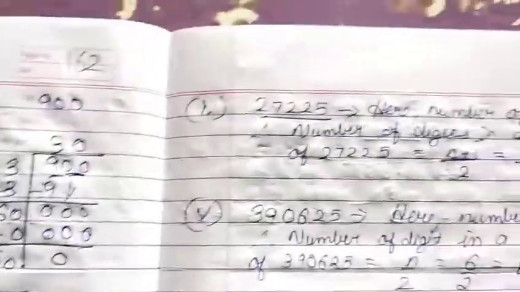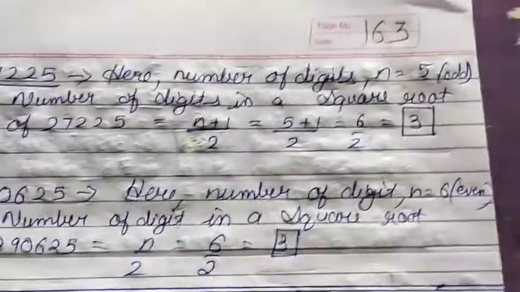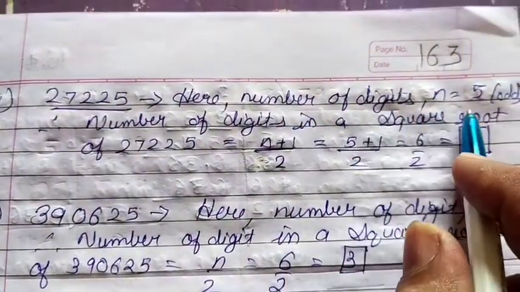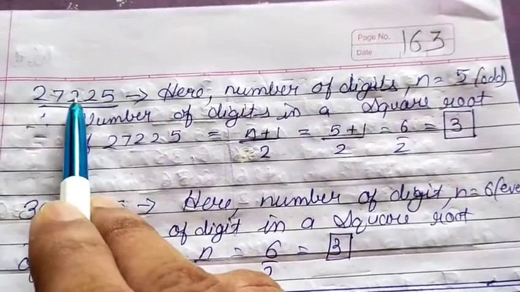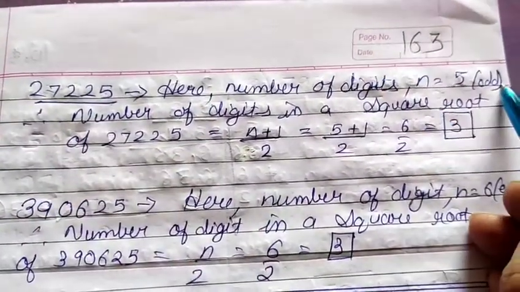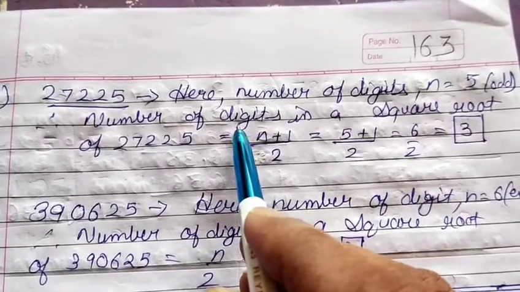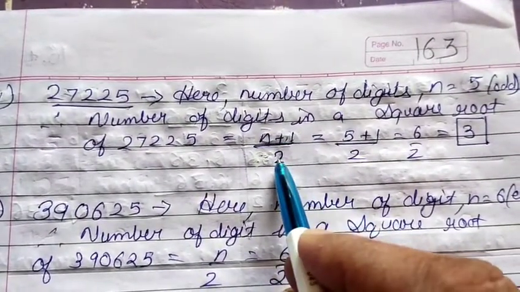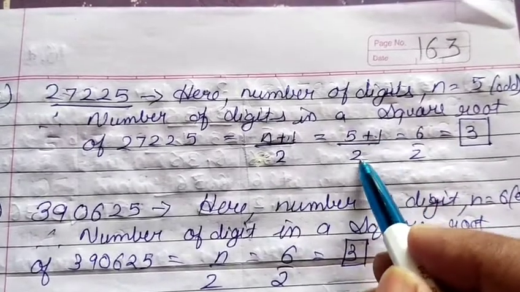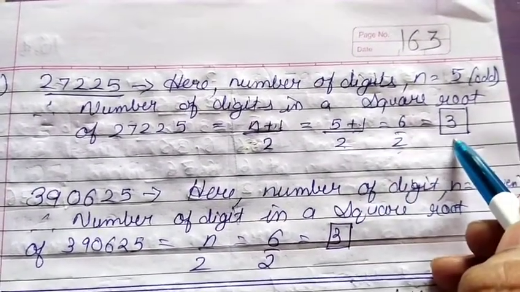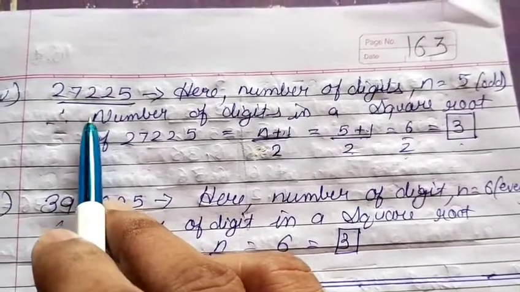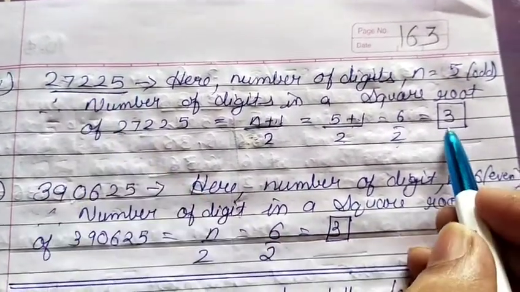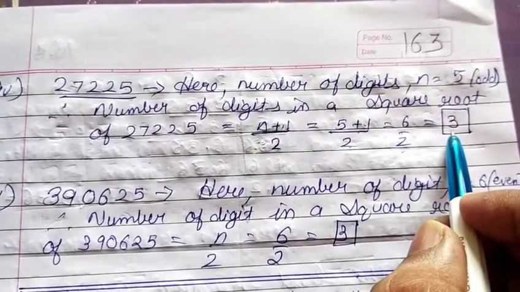Now the next is 27,225. Here the number of digits n equals 5, that is 1 2 3 4 5 digits, which is odd. As I told you, whenever the number of digits is odd, just add 1 to it, that means n plus 1 upon 2, so that it will become even. 5 plus 1 upon 2 gives 6 upon 2, 3 digits. That means whenever you find the square root of a 5-digit number, you will get the root in 3 digits.